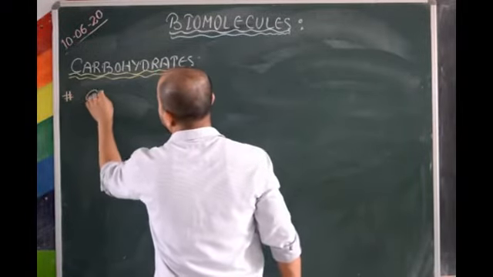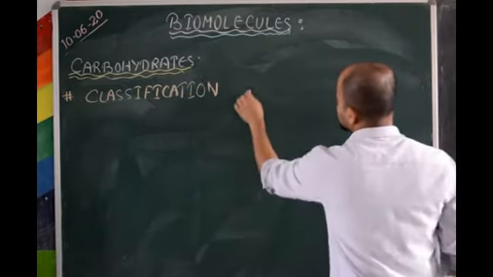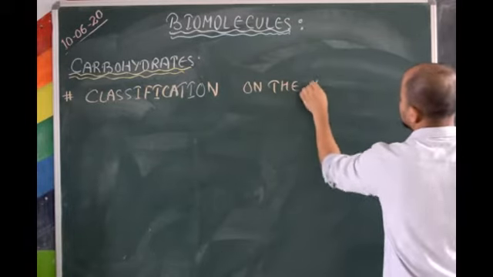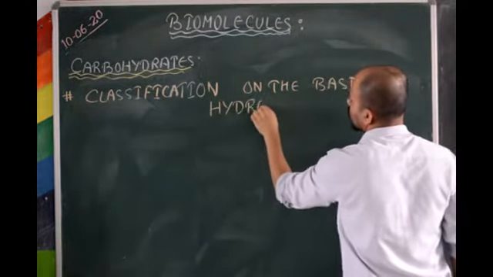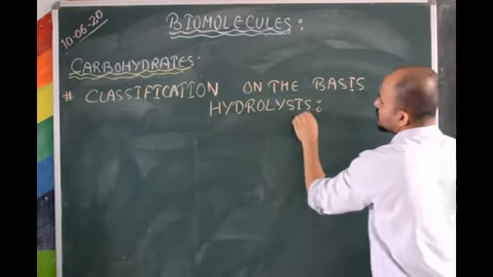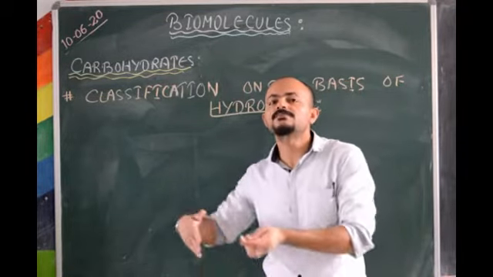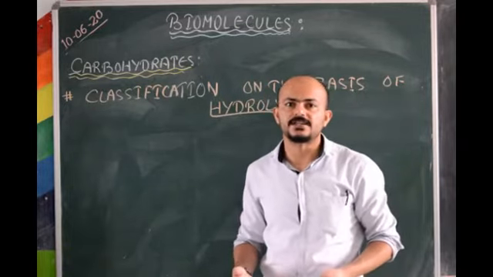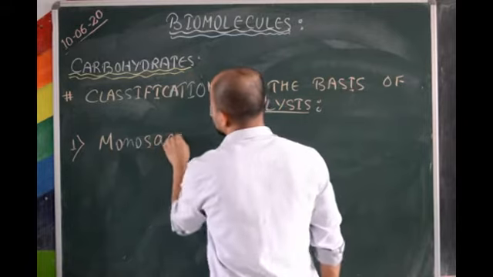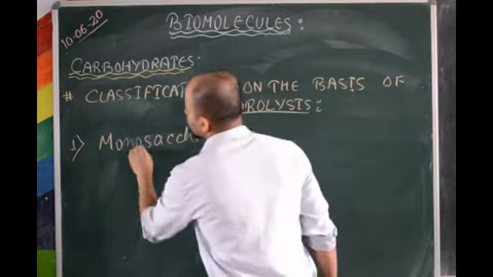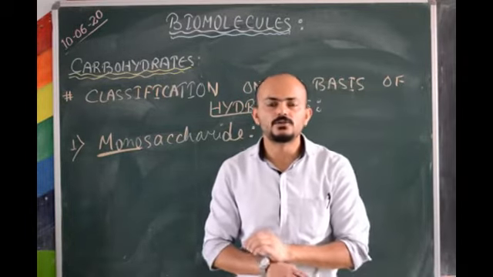So, classification on the basis of hydrolysis. Hydrolysis means whenever you treat the given carbohydrate with water in certain acidic medium, how many simpler molecules it can yield. Based on that, it can be further classified. The first one is monosaccharide. Mono means these are those carbohydrates which on hydrolysis do not decompose further.